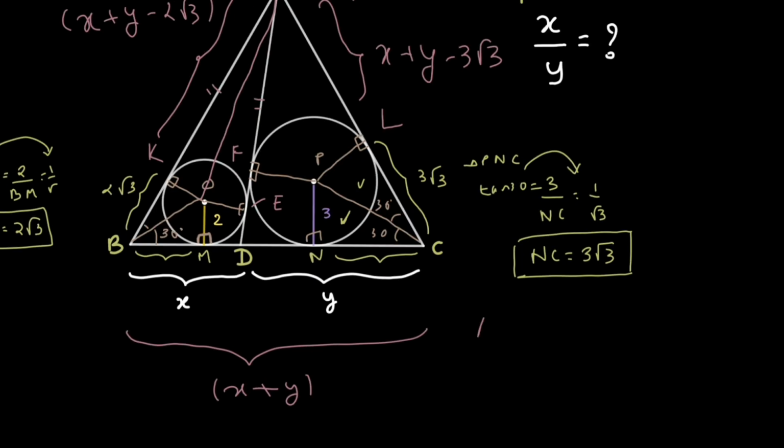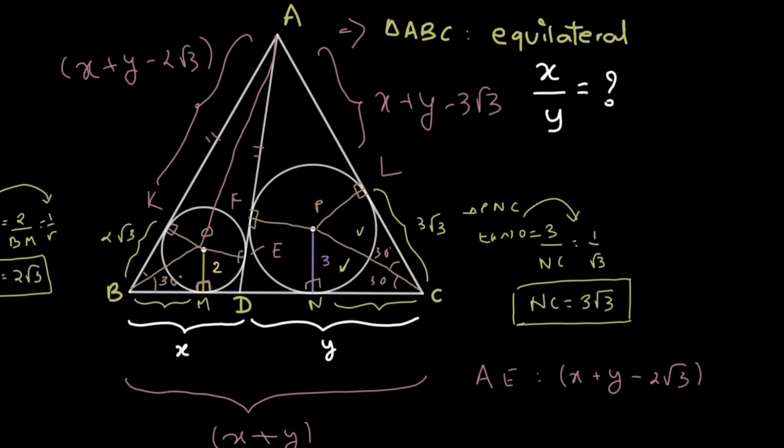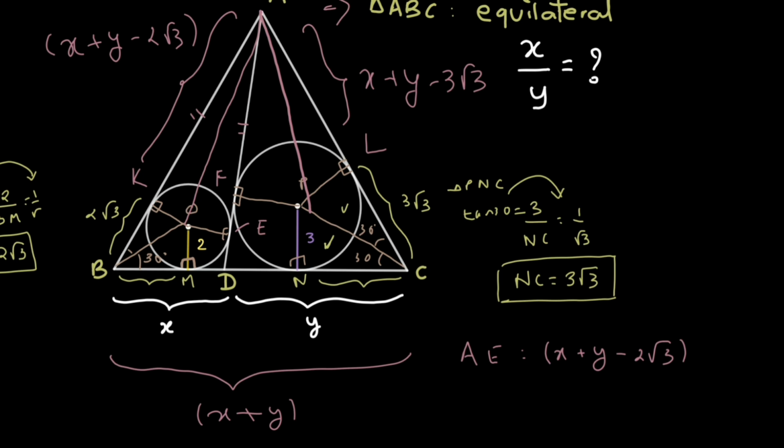So here we have got the length of AE as equal to x plus y minus 2 square root of 3. Now similarly, if I draw a line segment joining the points A and P, these two triangles will become congruent because of right angle, hypotenuse, side. So the length of AL would be equal to the length of AF. So AL equals AF, and that would be equal to x plus y minus 3 square root of 3.